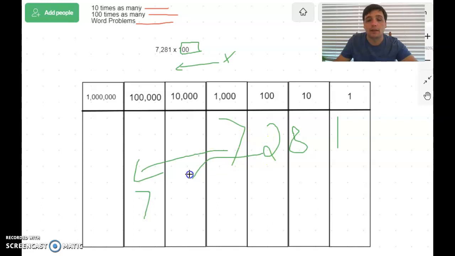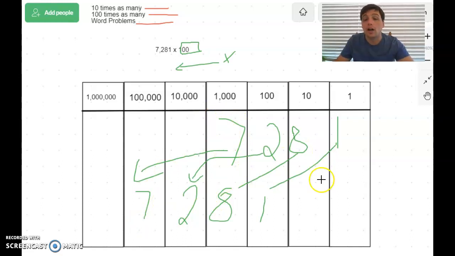My 7,000 becomes 700,000. My 200 now becomes 20,000. My 8 tens become 8,000. My 1 now becomes 100. And if I think about this another way, I have 1 here, and I'm doing 1 times 100, that's 100. 80 times 100 is 8,000. 200 times 100 is 20,000. 7,000 times 100 is 700,000. Also, I have 0 tens and 0 ones. So my new answer would be 728,100.